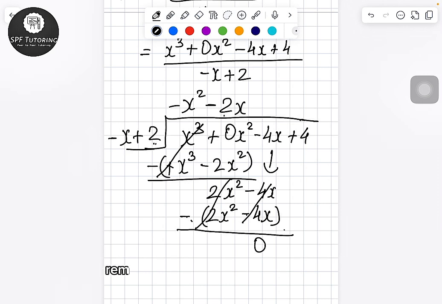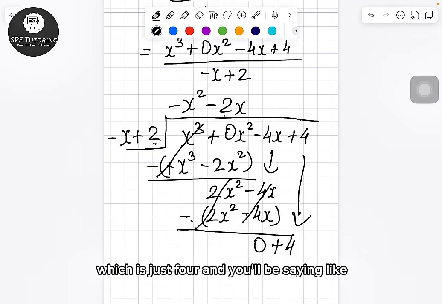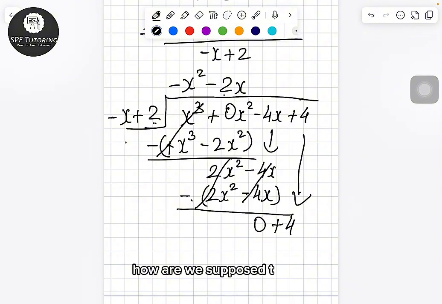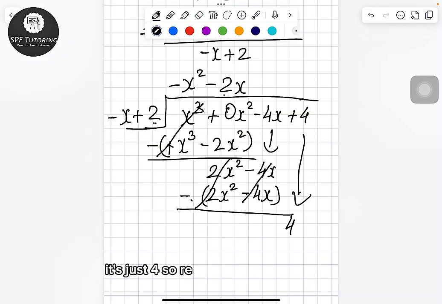But remember that we also have the 4, so we need to pull that 4 down. You'll be saying, how are we supposed to continue? Actually, you cannot. This is your final answer, so basically it's just 4. We'll just remove the 0. So the remainder is basically 4.